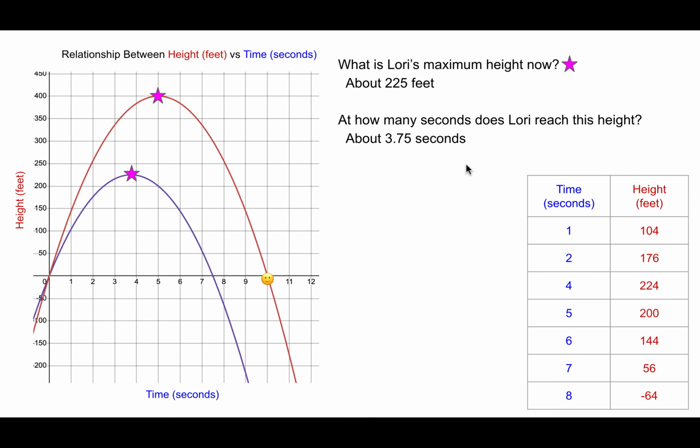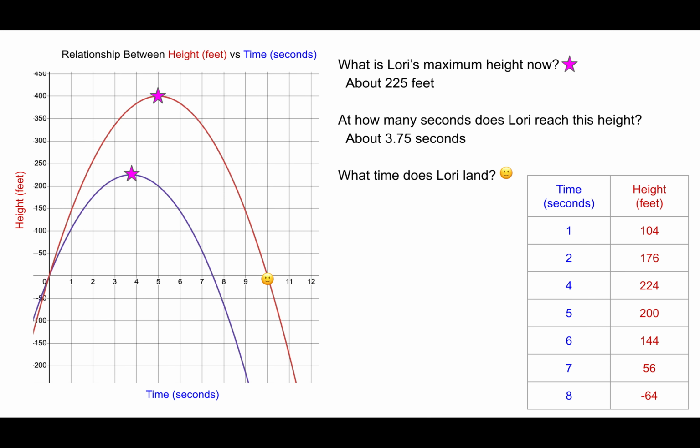And at about how many seconds does Lori reach this height? Well, let's see. It looks like it's in between the 3 and the 4. So it looks like it's going to be about 3.75 because, again, this is 224 feet, and it looks like it was a little bit before that when it was getting bigger, and then it starts to go down.